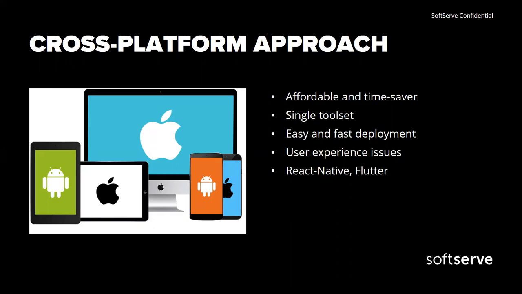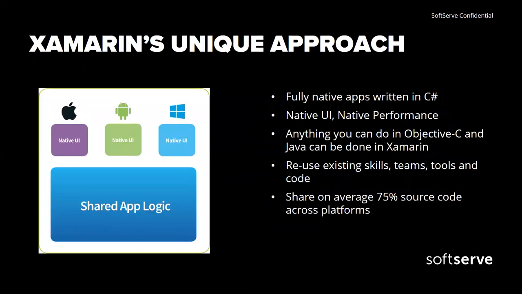And now we're getting to the point where we need to talk about Xamarin. Xamarin is actually part of the cross-platform approach, but we have a separate slide for Xamarin because that's the point of our presentation. With Xamarin you can create fully native apps written in C#. You can take all the advantages of C# and the .NET API. You have native UI, native performance, and it's wrapping 100% of the native API for iOS and Android in one shared code base in C#. Anything you can do in Objective-C for iOS and Java for Android can be done in Xamarin.